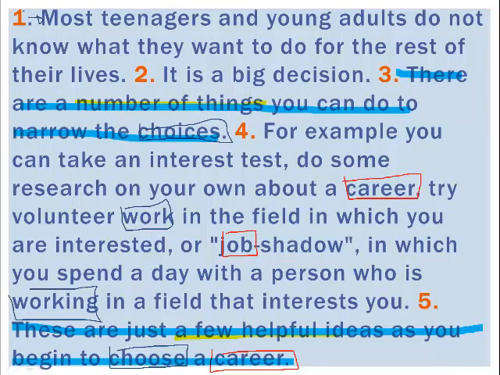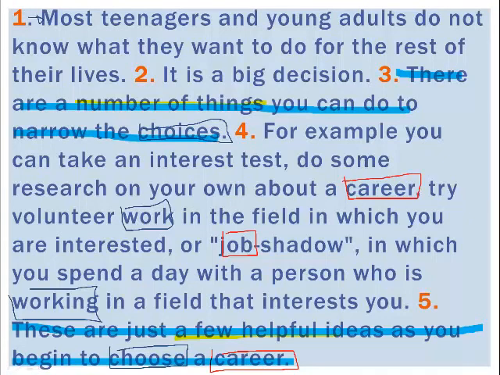This paragraph is not just about teenagers and young adults not knowing what they want to do for the rest of their lives. If it were, we'd see examples of Sammy, and Sammy doesn't know what he wants to do, and an example of Freddie, and Freddie doesn't know what he wants to do. Or there would be statistics, like 50% of 18-year-olds or 50% of 20-year-olds don't know what they want to do in recent surveys. That's not what the paragraph is about.